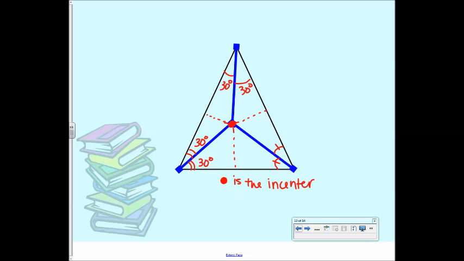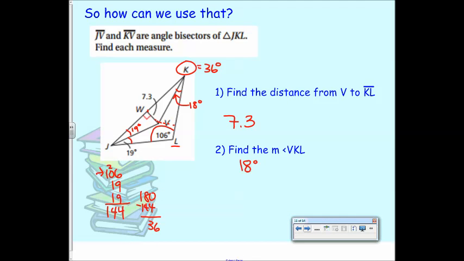So then if we go here to this problem, the question says, how far is it from V to KL? Well, V is the in-center, so it's the same to go from this wall as it is to get to this wall. So if this one's 7.3, this one also has to be 7.3. Because if you're standing in the center of the triangle, to get from one wall to the other is the same distance. Kind of similar to if you were standing in the middle of this room, if you decided to go over towards Mr. Vandrick's room or towards the stairwell, it would be the same distance.